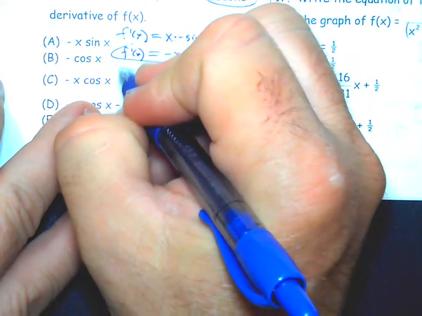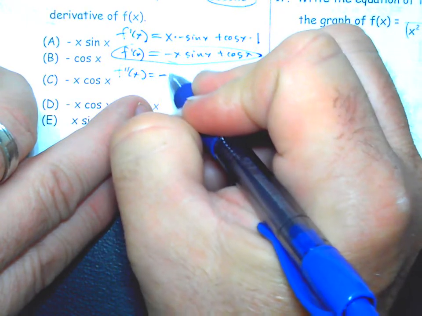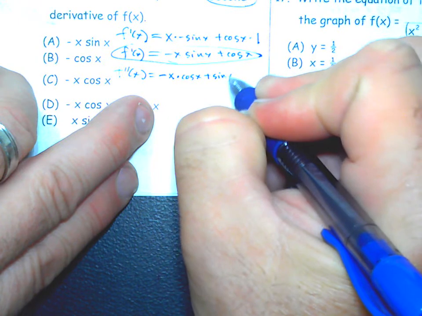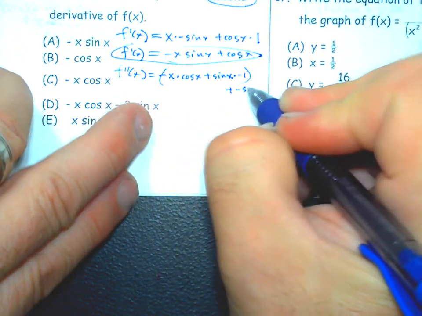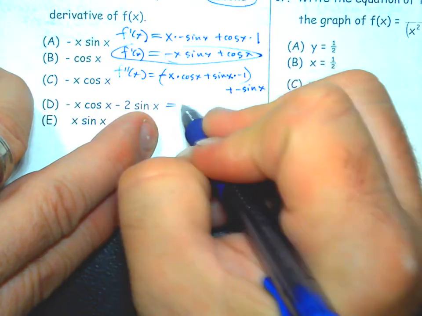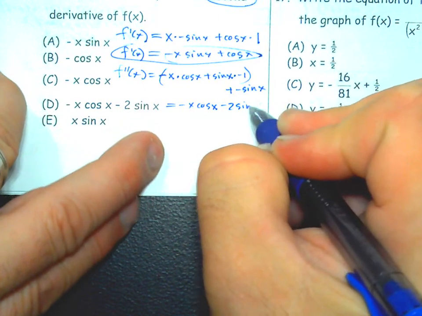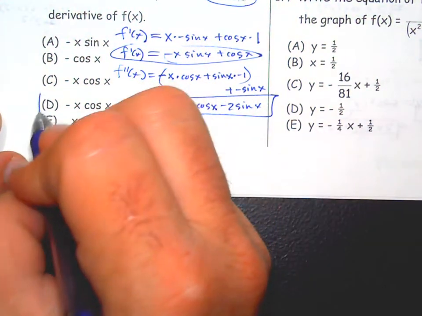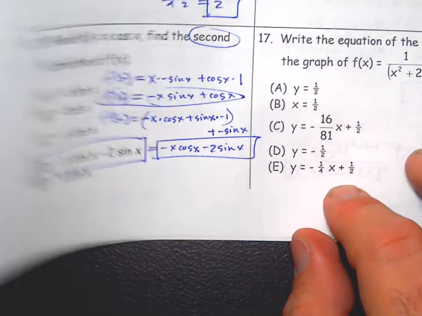Okay, the second derivative, let's do another product rule here. So it's going to be negative x times derivative of sine is cosine plus sine x times derivative of negative x is negative 1 plus derivative of cosine is negative sine x. So I think we get negative x cosine x minus 2 sine x. Now, I don't know if the answer is going to be there exactly like that, but there it is, D. Okay, 14.